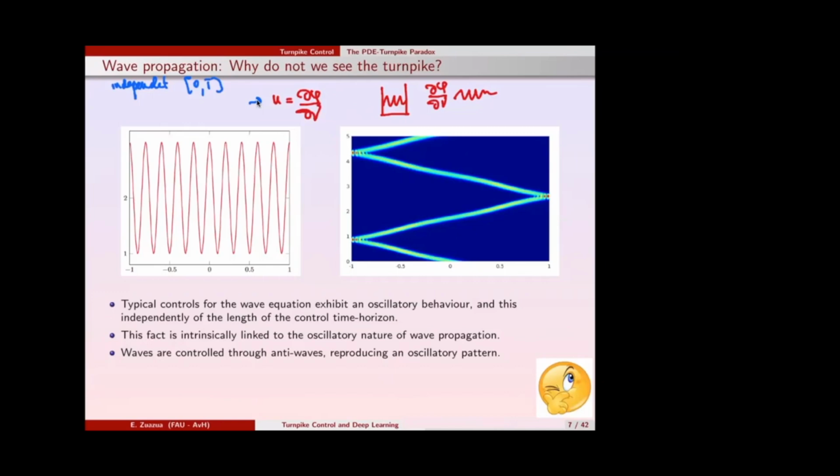But the fact that the controls will be of an oscillatory nature is intimately related to the fact that the controls are given by the adjoint wave equation, and the adjoint wave equation oscillates forever. So I don't see the Turnpike principle here. I see that I am ping-ponging, zigzagging all the time. I don't see that I'm getting into a highway where the control is kept more or less constant.